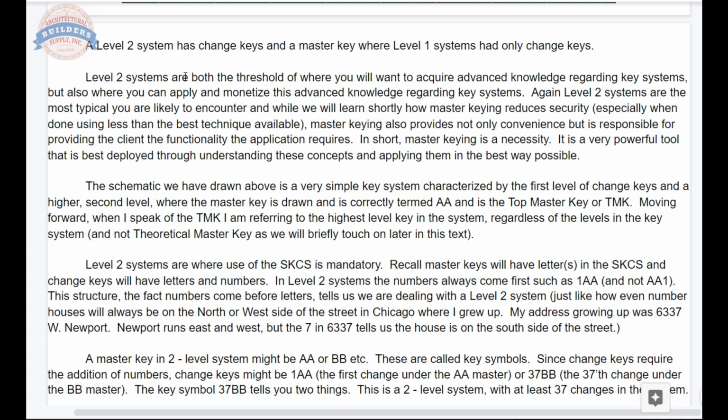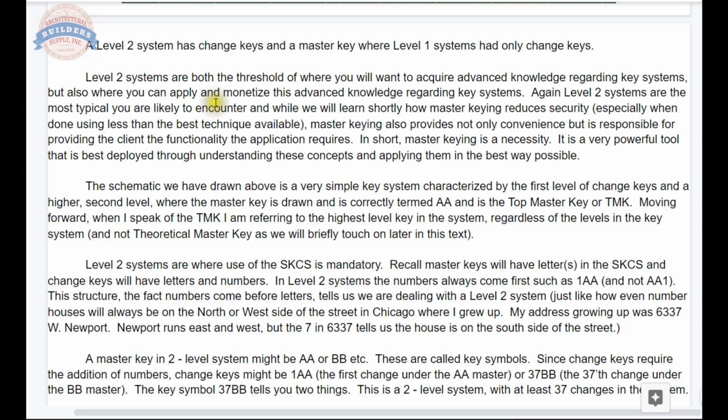It is a very powerful tool that is best deployed through understanding these concepts and applying them in the best way possible. The schematic we have drawn above is a very simple key system characterized by the first level of change keys and a higher second level, where the master key is drawn and is correctly termed AA and is the top master key, or TMK. Moving forward, when I speak of the TMK, I'm referring to the highest level key in the system, regardless of the levels in the key system. The TMK is that top key. Now, it's not a theoretical master key used in this context, but theoretical master key is indeed used as TMK in a different type of setting. When we talk about methods of progression, we'll talk about how a TMK becomes a theoretical master key.